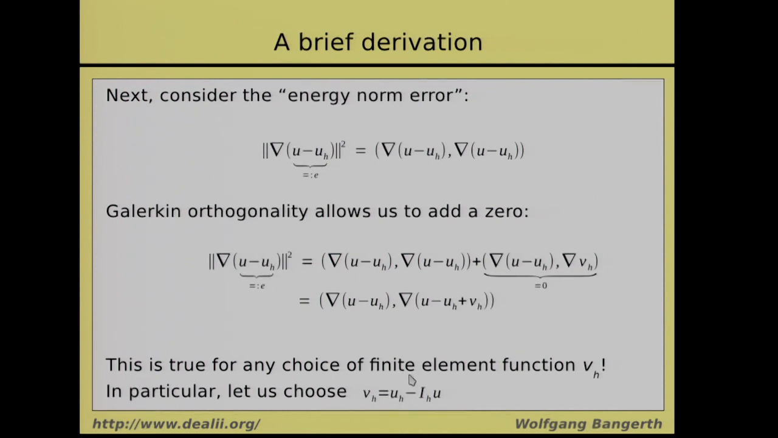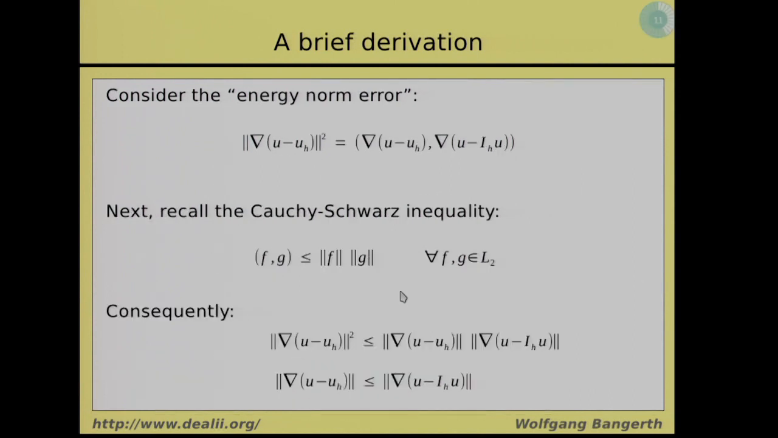And so if I plug this into my equation, then I get this here. So I have that the gradient of U minus UH, the energy norm error, equals the gradient of the error times the gradient of the difference between the exact solution and its interpolant.